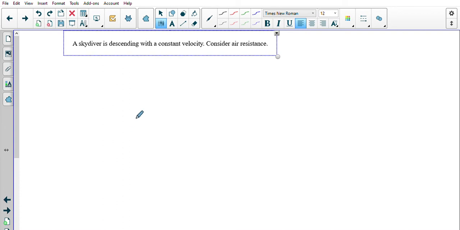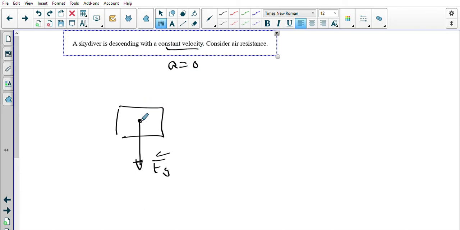A skydiver is descending with constant velocity. Consider the air resistance. First of all, let's draw our skydiver. You're getting the point. And there's my force of gravity. Then I'm going to have a force going up. Constant velocity, acceleration is equal to 0. Forces are balanced. Net force, we would say, is equal to 0. Forces balanced.